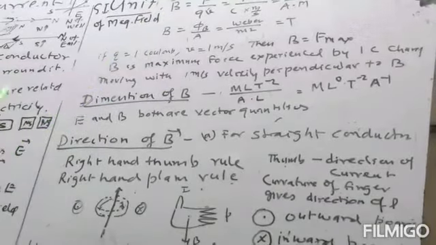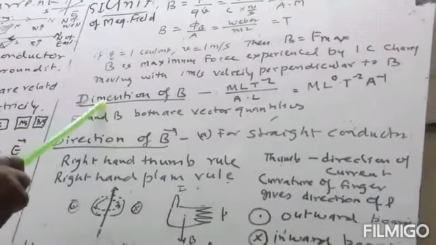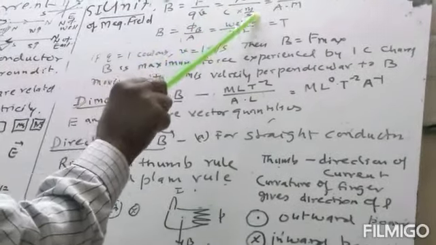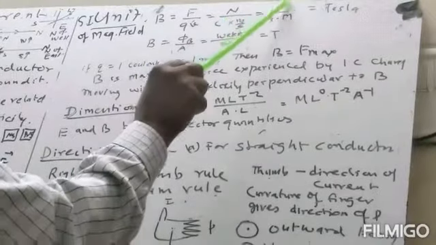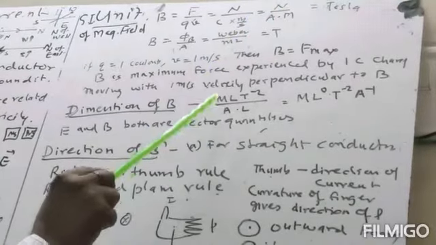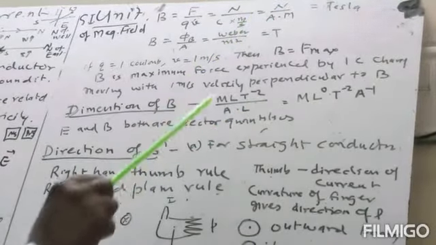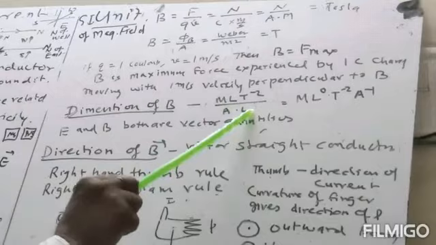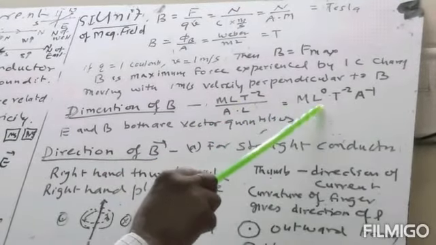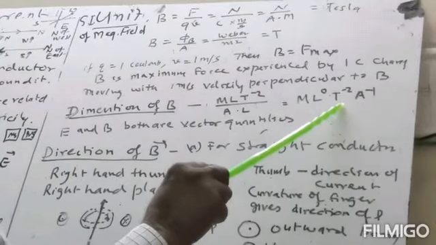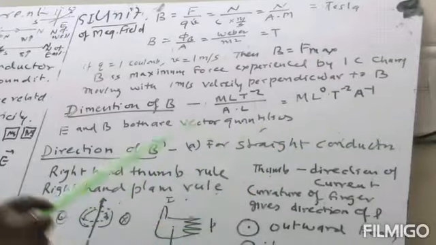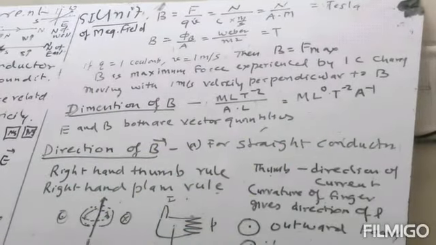Now what will be the dimension of B? It is Newton divided by coulomb meter, or Newton per ampere meter. The force is M L T^-2, divided by A and L. L and L will cancel. So it will be equal to M L^0 T^-2 A^-1. So this is the dimension of magnetic field.